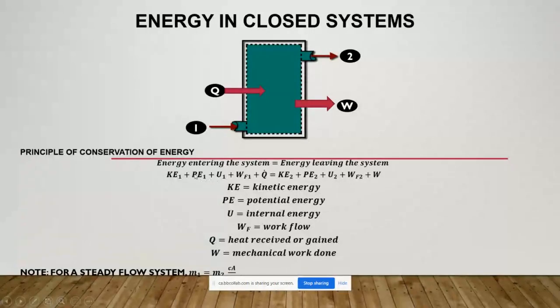Now the potential energy between 1 and 2, there is a potential energy, but the value of potential energy compared to other variables here is very, very small. So in most cases in thermodynamics, we ignore potential energy because the value of potential energy is extremely small, and therefore we ignore it. Therefore, PE1 and PE2 are going to be 0.